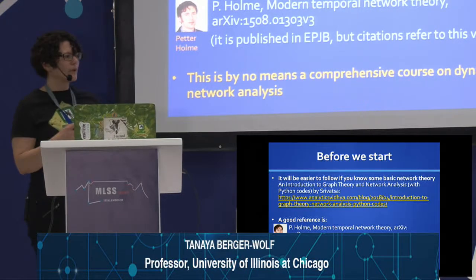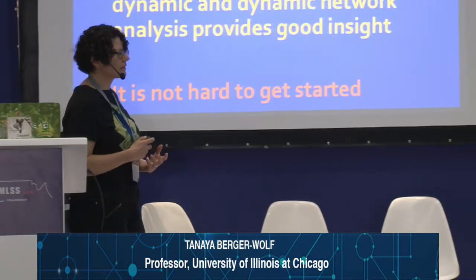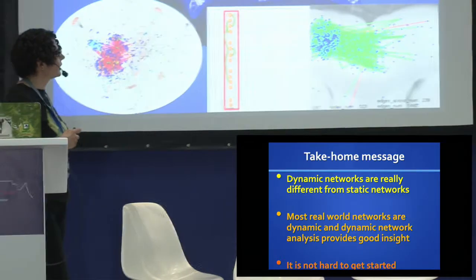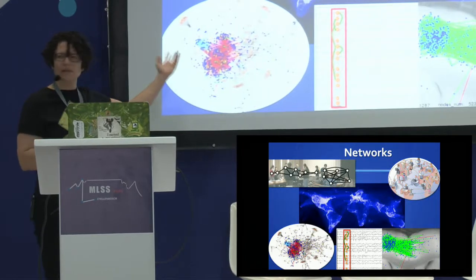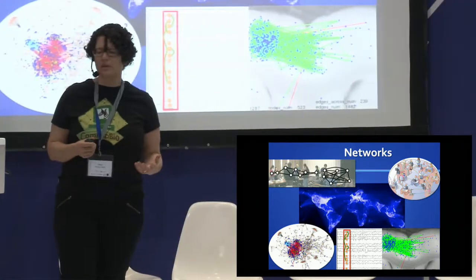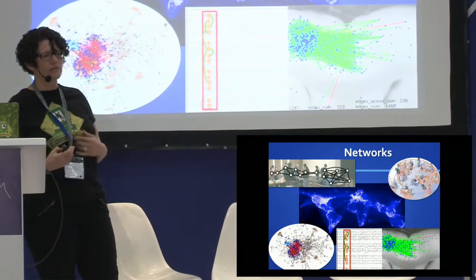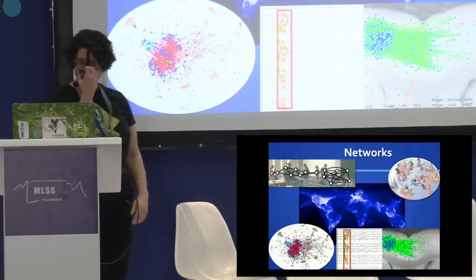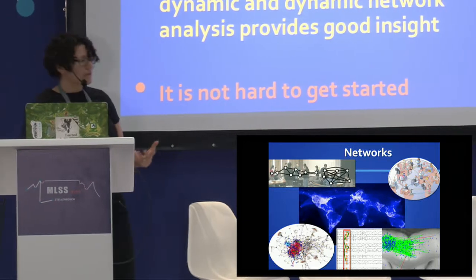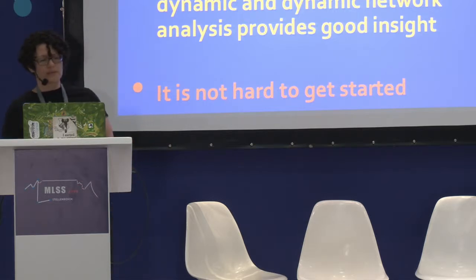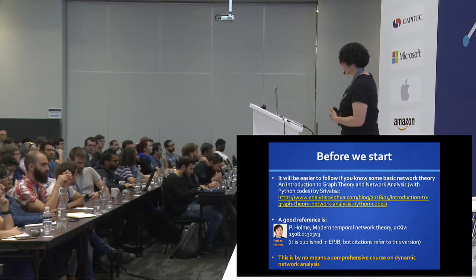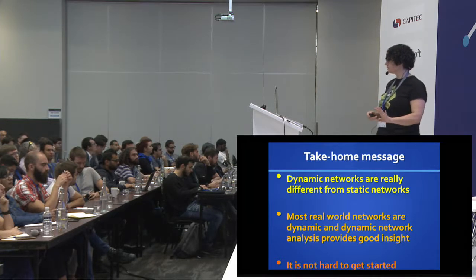What I hope you will take home from this non-comprehensive course is that dynamic networks are really different from static networks. Even in the pictures we looked at, we draw these as snapshots, but they're not. Whom you talk to over the coffee break changed even during those 30 minutes, and whom you send emails to. The topology of the network constantly changes, and certainly brain activity and all other biological networks are highly changing, dynamic entities. Because they're different, we have to analyze them differently, and we get different information out of them. Most real networks are really dynamic, so we need to develop a language and tools for their analysis, but it is not hard to get started. So let's get started.